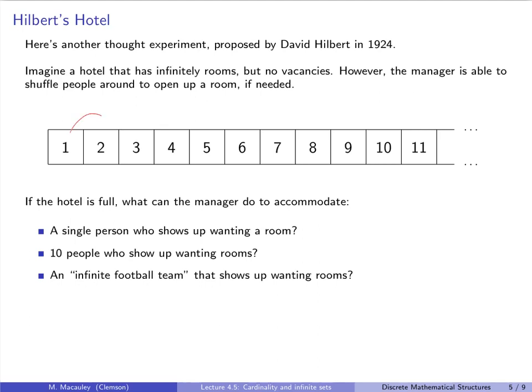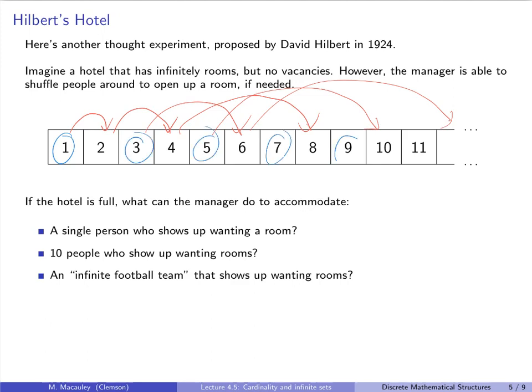So person 1 moves into room 2. Person 2 moves into room 4. Person in room 3 moves into room 6. The person in room 4 moves into room 8. The person in room 5 moves into room 10. The person in room 6 moves into room 12. And this opens up the odd rooms. So now you take football player 1, put him in room 1. Football player 2, put him in room 3. Football player 3, put him in room 5. Football player 4, put him in room 7. And so forth. We keep doing this, and everybody gets a room.